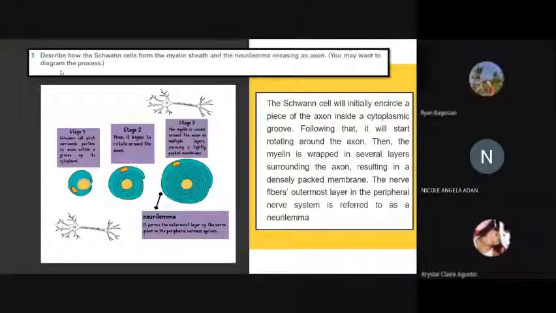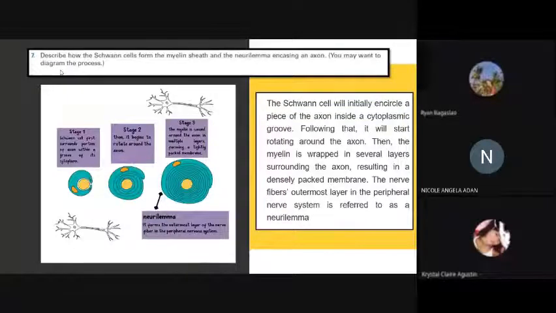For number seven, we describe how the Schwann cells form the myelin sheath and the neurolemma encasing an axon. So the Schwann cell will initially encircle a piece of the axon inside a cytoplasmic groove. Following that, it will start rotating around the axon. Then the myelin is wrapped in several layers surrounding the axon, resulting in a densely packed membrane. The nerve fiber's outermost layer in the peripheral nervous system is referred to as the neurolemma.